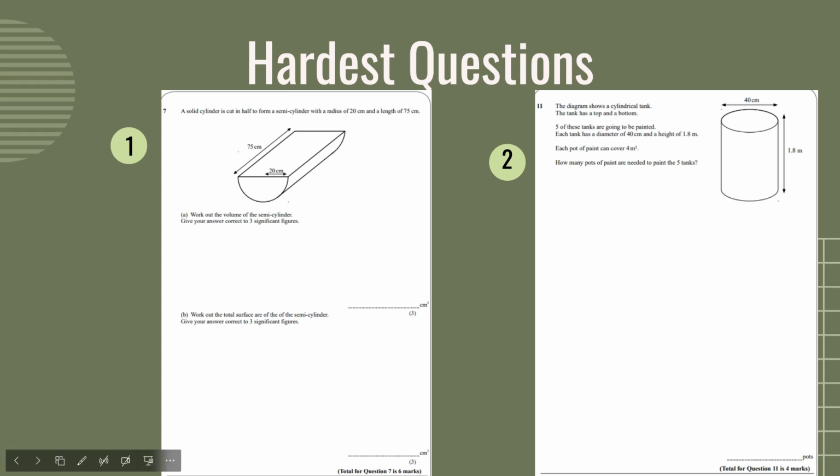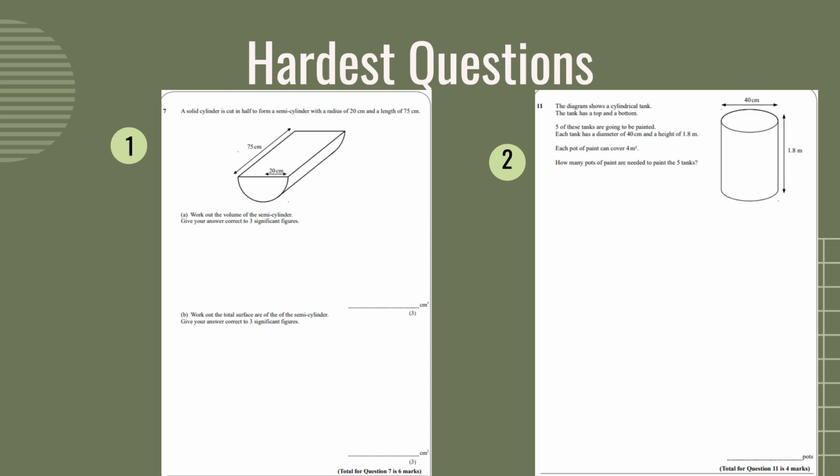So, in our first question, it says a solid cylinder is cut into half to form a semi-cylinder with a radius of 20 centimeters and a length of 75 centimeters. We're asked to work out the volume of the semi-cylinder and to give your answer correct to 3 significant figures.